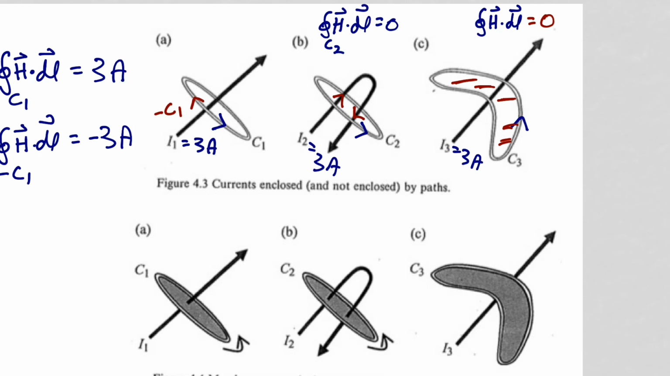In the case of path C2, our wire punctures our area defined by the path here, this taut surface, with 3 amps going in one direction and 3 amps going in the other, so the sum is 0. And finally, for contour C3, our wire goes behind and never punctures the area, and that's why the enclosed current was 0 in this case.